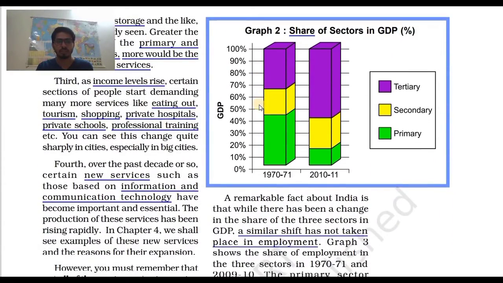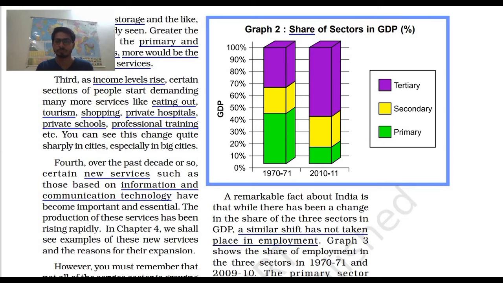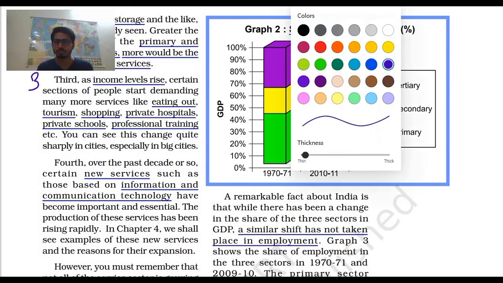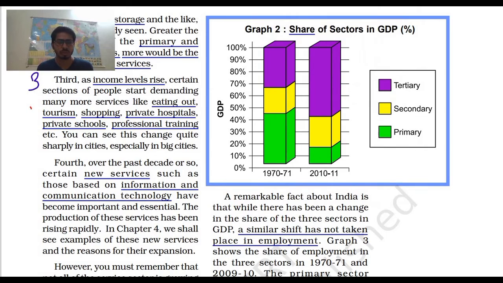Now we will see the third point. So this is your third one. Let's see. Okay. Third, as income level rises, what is happening with the people? Income is increasing with the time. People start demanding many more services.